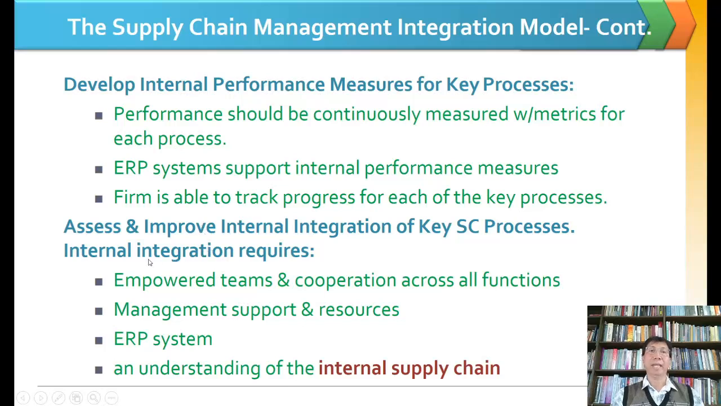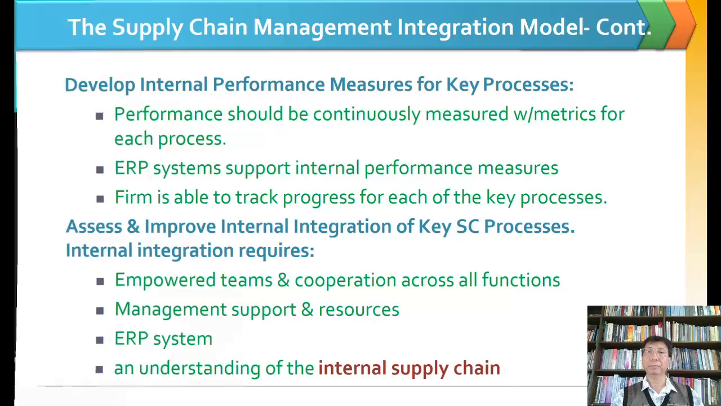And the second is, after we develop the internal performance measures, next we must assess and improve internal integration of the key supply chain process. What is required? First, empower the team and cooperation across all functions, and then management support and resources, using an ERP system, and of course, understanding the internal supply chain.